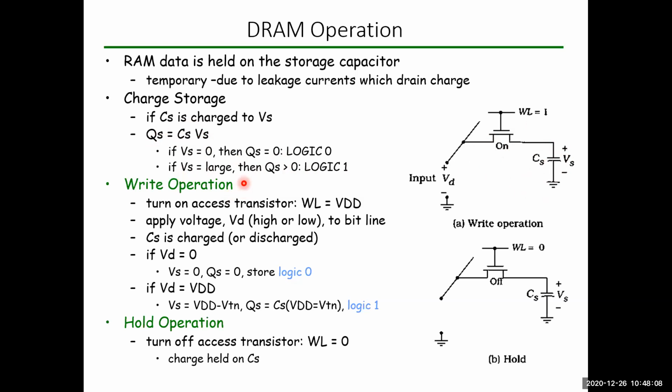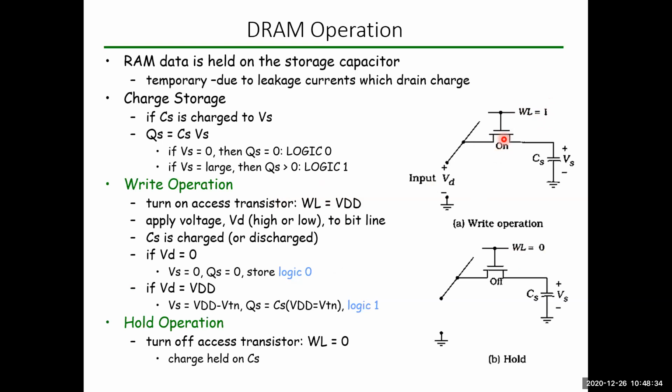So let us see the write operation. The write operation or read operation mostly happens at WL equal to 1, and the hold operation takes place at WL equal to 0. So first let us see the write operation. Whenever the word line WL equal to 1, the access transistor is turned on. Sorry, here it's only one access transistor.